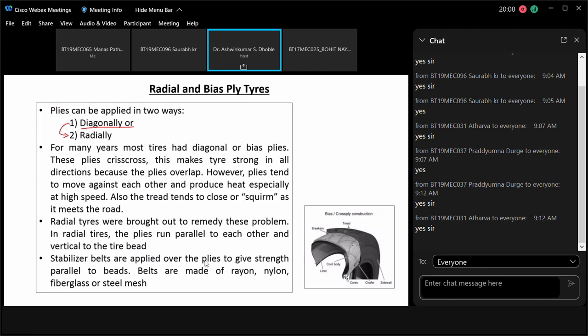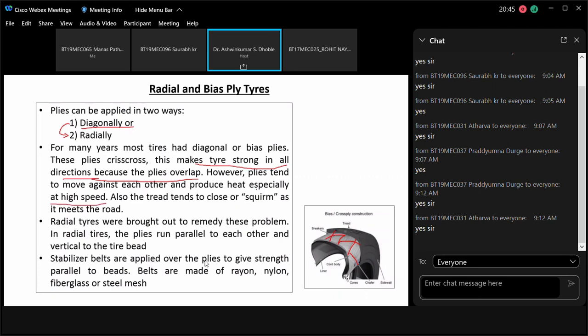Okay, see, this is the pattern. This is called the crisscross arrangement. So what it says, because of laying of the cords in this particular pattern, because of the overlap of the plies, it makes the tire very strong in all the directions. That means it is going to increase the stiffness. However, plies tend to move against each other and produce heat, especially at high speed.